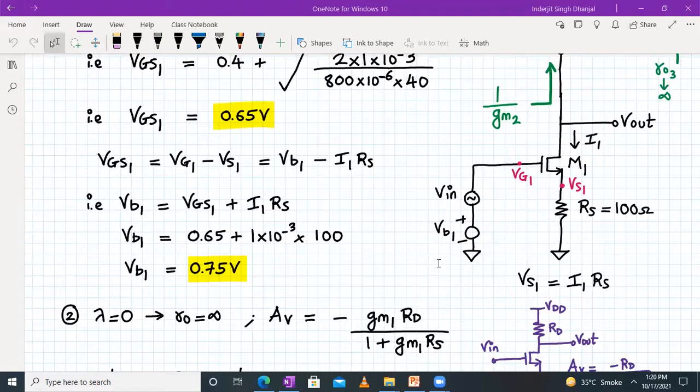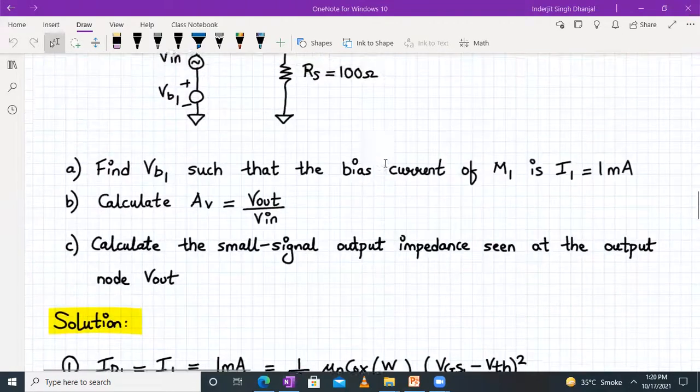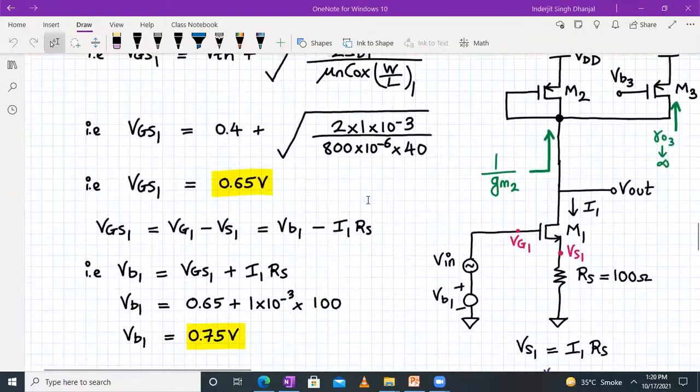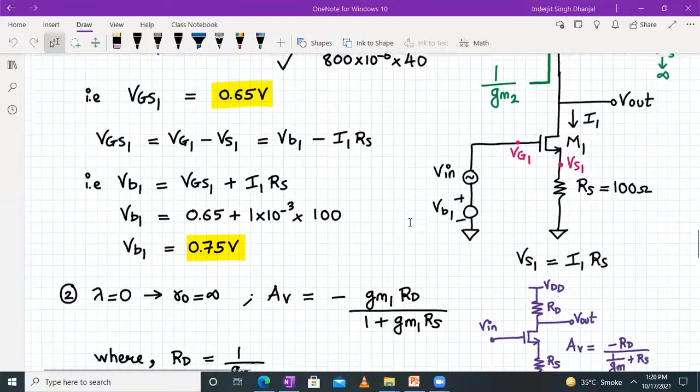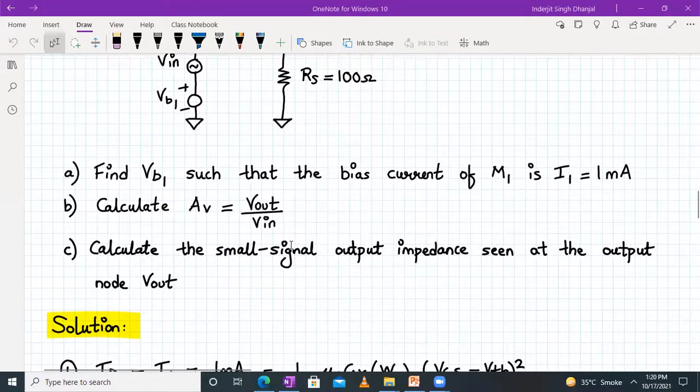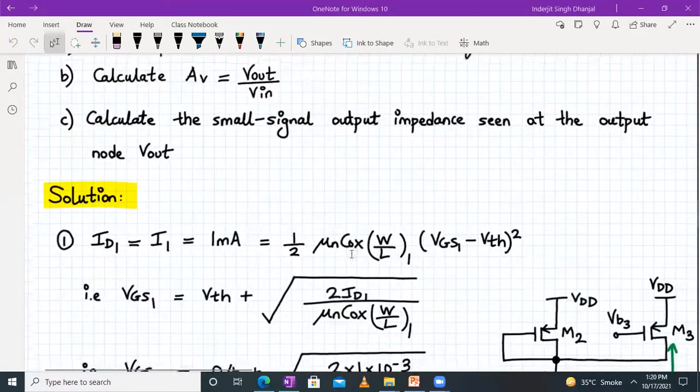Okay, so we got one part of the answer and that will fetch you some marks. Maybe this step, in which you have calculated VB1, will fetch you 4 or 5 marks. Next, we have to calculate the voltage gain AV. So let us find out what the voltage gain AV is.